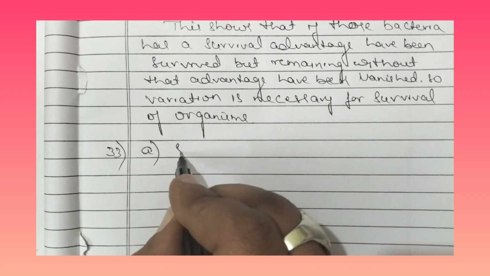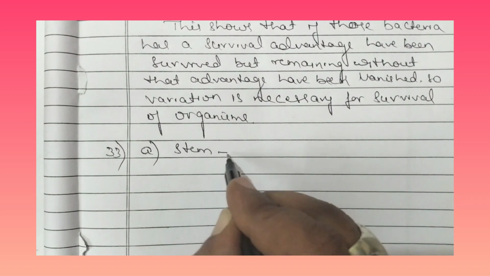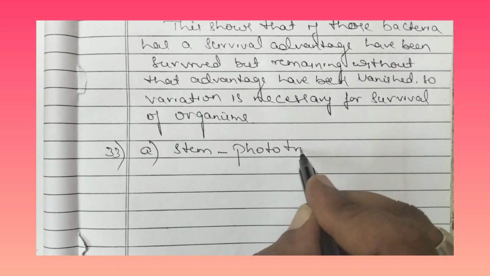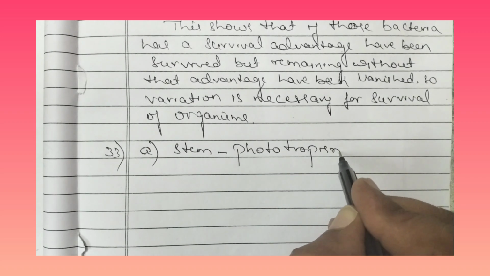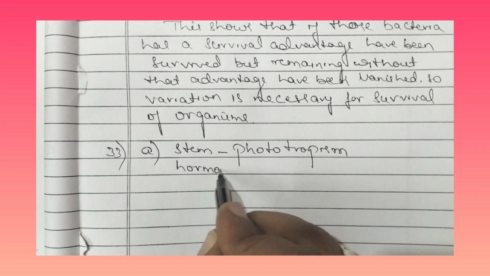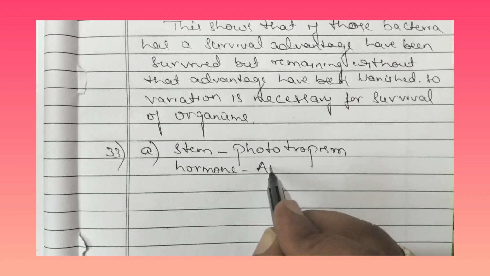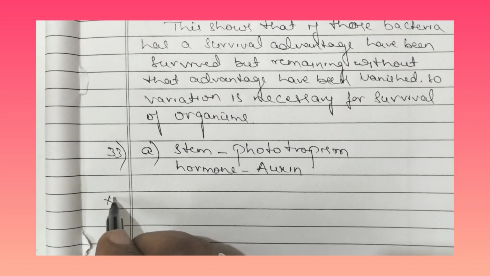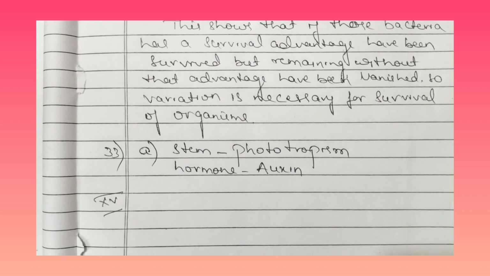The stem is showing phototropism. Then the hormone responsible for that phototropism is the auxin hormone. So auxin hormone is responsible for that phototropism.